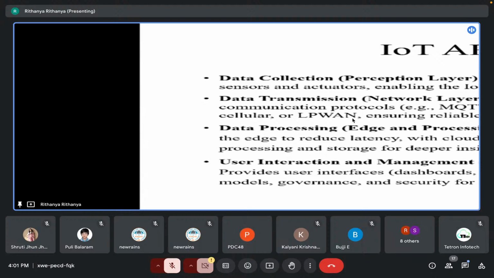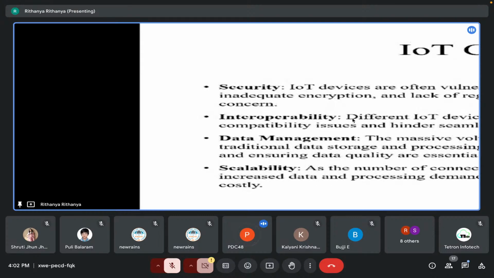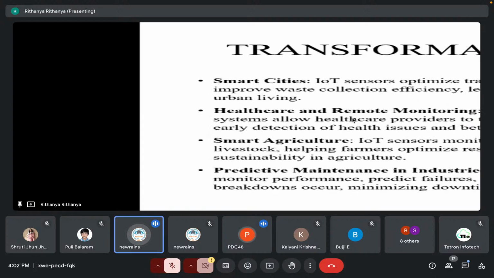First, data collection gathers environmental data through sensors and actuators. Data transmission sends the collected data over various communication protocols. Data processing performs real-time analytics at the edge to reduce latency. User interaction and management provides user interfaces, dashboards, and APIs for interaction and ensures business models. IoT challenges: security, interoperability, data management, scalability.